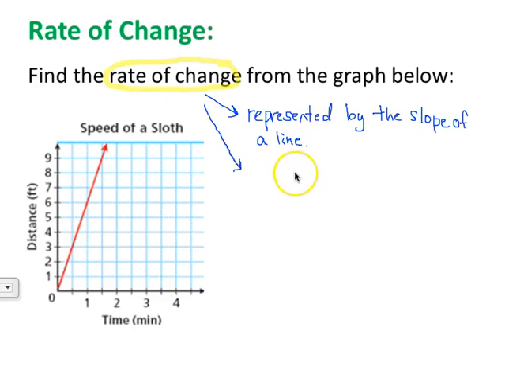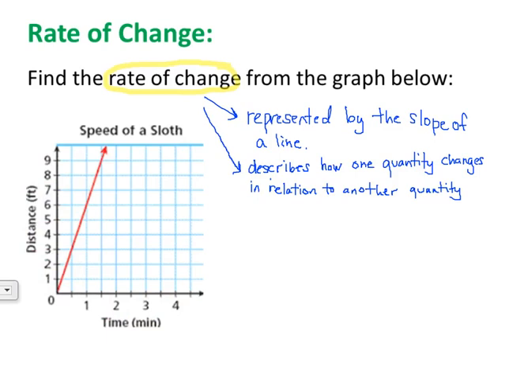In rate of change, another way to look at it, not only is it represented by the slope of a line, but it describes how one quantity changes in relation to another quantity. And those quantities are going to be the difference between the x-axis, what it's labeled as, and the y-axis. So let's review that again. Rate of change describes how one quantity changes in relation to another quantity.